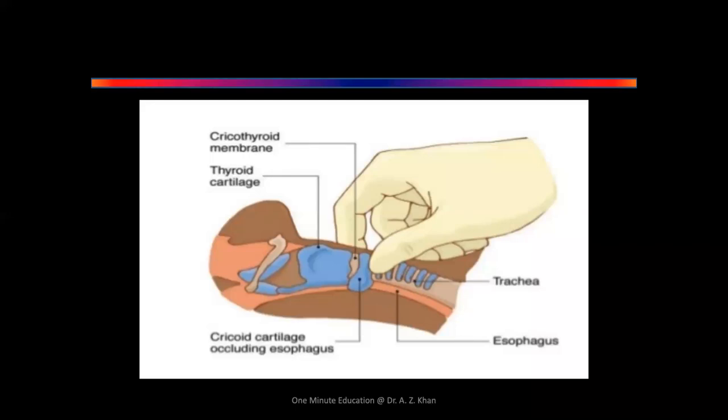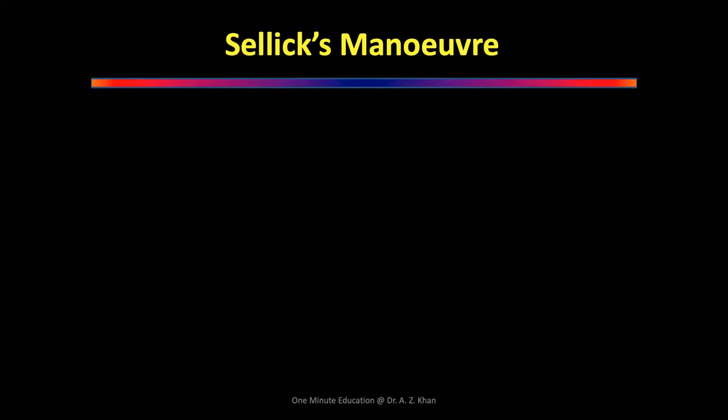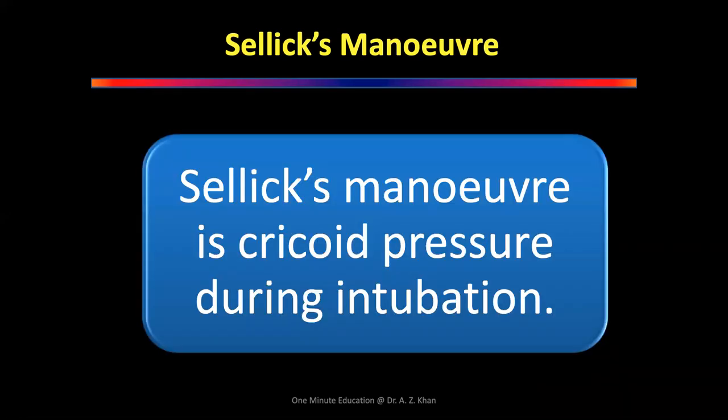And give me a name. What is this maneuver called? Okay. This is Sellick's maneuver, okay? And this is done during intubation, as cricoid pressure during intubation to prevent aspiration.